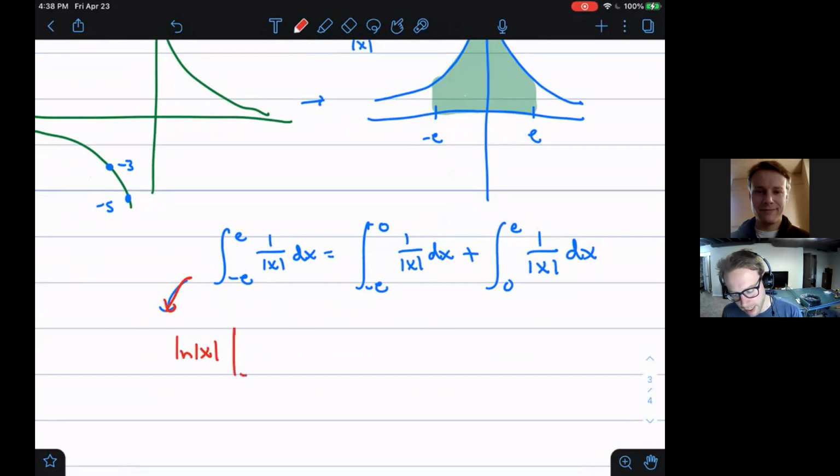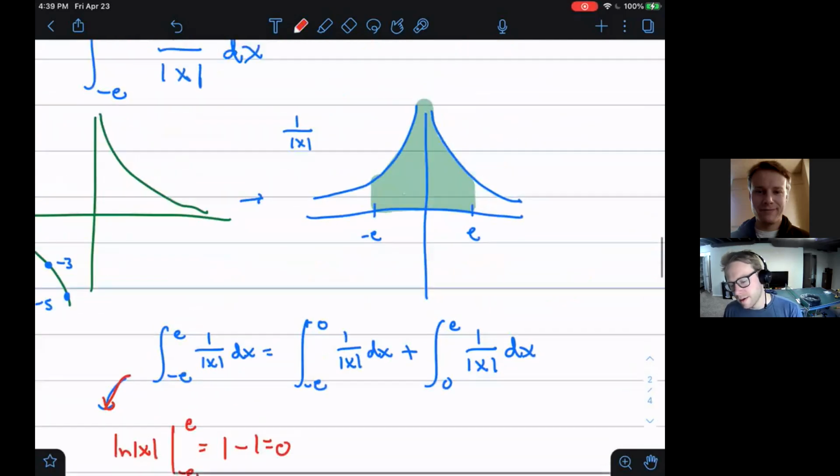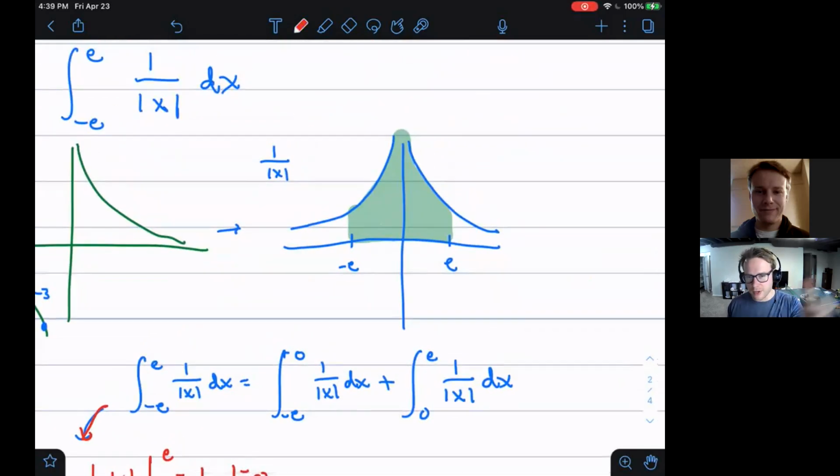And then if you were to plug in -e and e, natural log of e is going to be 1. And then you subtract away the natural log of the absolute value of -e, which is also going to be 1. So you would just say, hey, the area is 0, right? But of course, if we look at this, we can very clearly see that the area is not 0. There is some area under the curve there, and it's all positive. So it's some positive area.